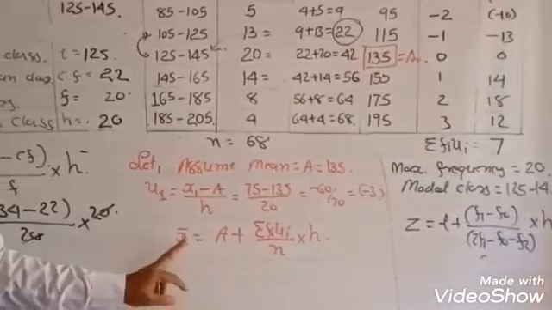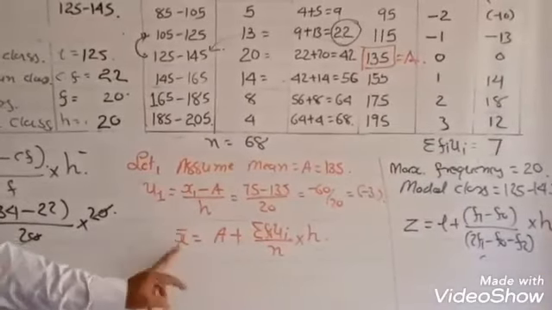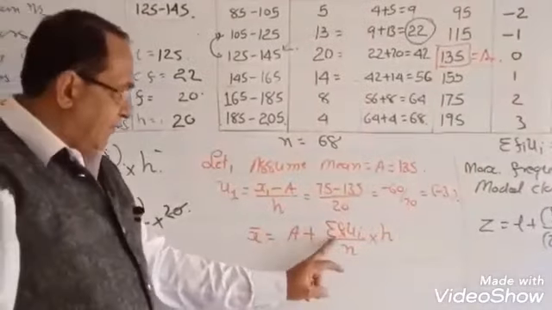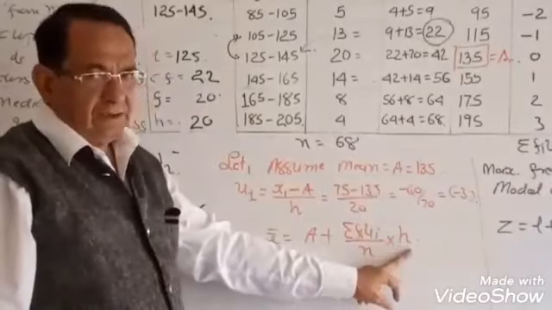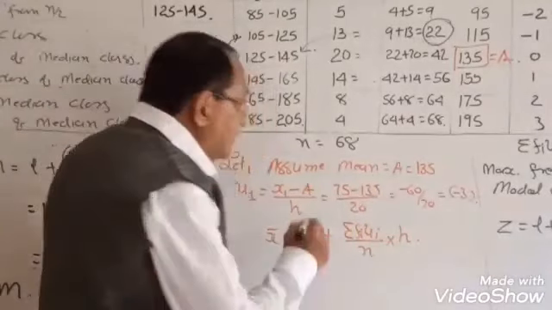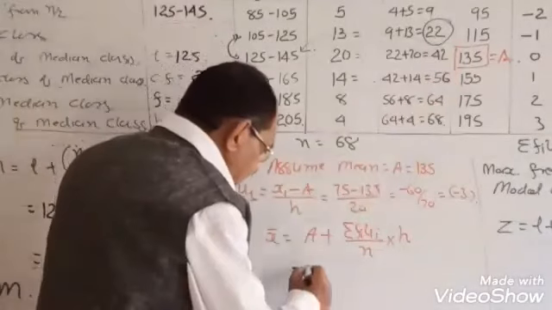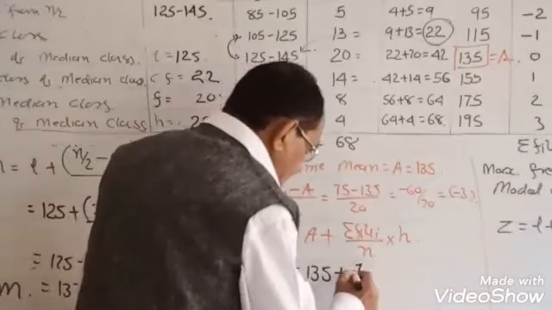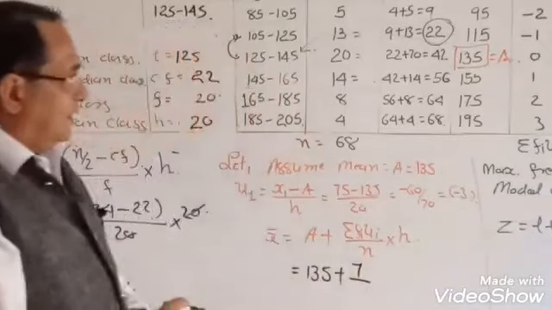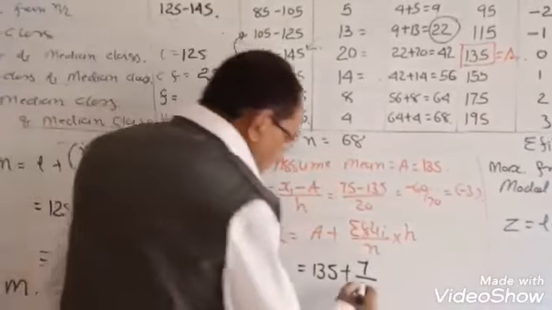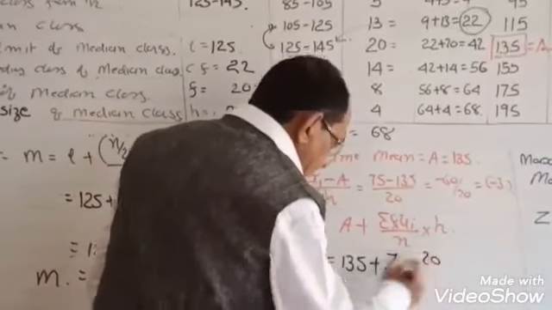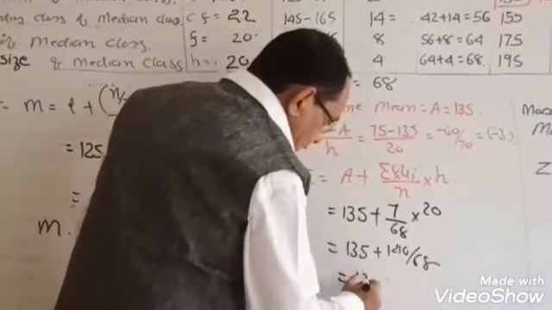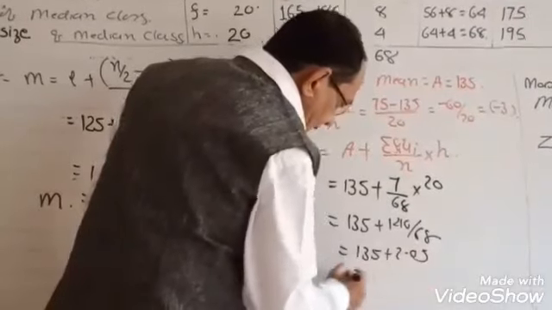Now write the formula of step deviation to find the mean. X bar is equal to A plus sigma fiui upon n into h. So A is equal to 135, sigma fiui is equal to 7, n is equal to the total number of frequencies, 68, multiplied by 20. 135 plus 140 upon 68, 135 plus 2.05.